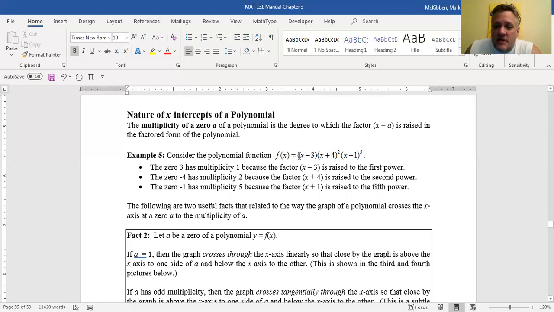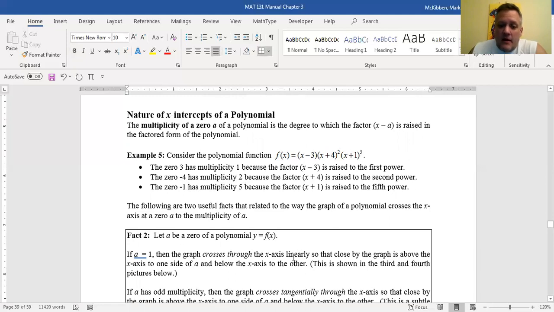Notice here that 3 is the 0 corresponding to this factor. Its multiplicity is 1 because the exponent to which x minus 3 is raised is 1. Okay, simple. -4 is this 0. Remember, it's what makes the factor equal to 0 that I'm talking about. This 0, -4, has a multiplicity of 2 because its corresponding factor is being raised to the 2nd power. And then finally, -1 has a multiplicity of 5 because its factor is raised to the 5th power.